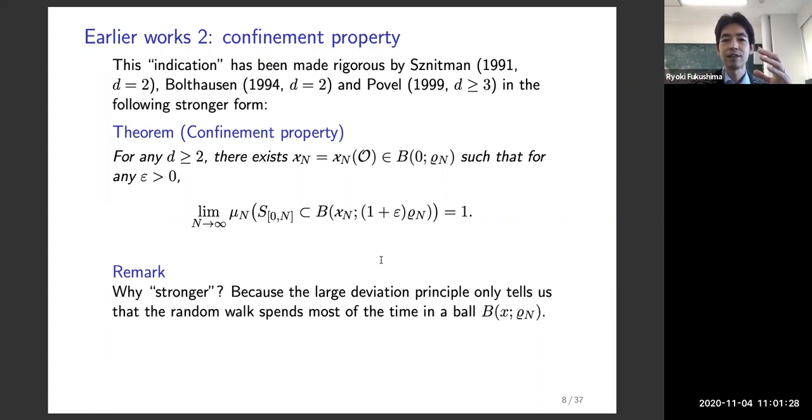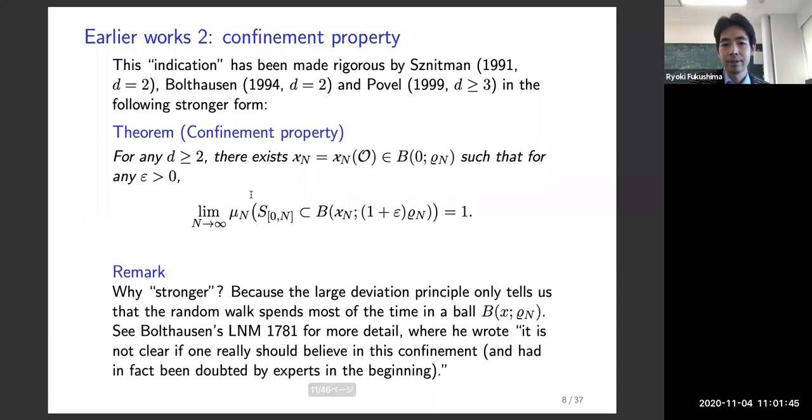It takes only negligible time, which is going outside this ball. So you can prove that the random walk spends almost all the time in the ball, but to prove that there is no excursion at all going outside the ball is much harder. And I will tell you a bit more in the second part of the talk, but there is a nice explanation by Bolthausen in his lecture notes in a math article, where he also wrote that it is not clear if one really should believe in this confinement, and it had in fact been doubted by experts in the beginning. But this I will try to tell you a bit more in the second part of the talk.